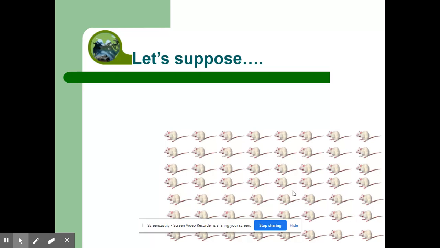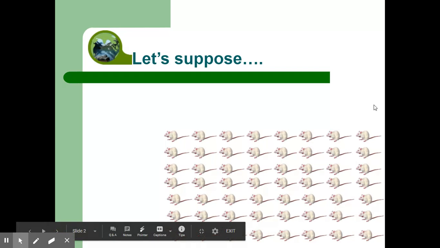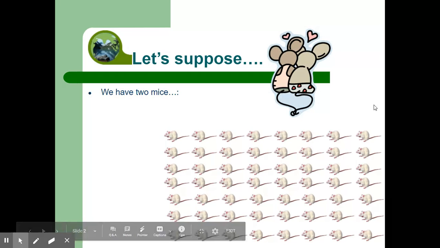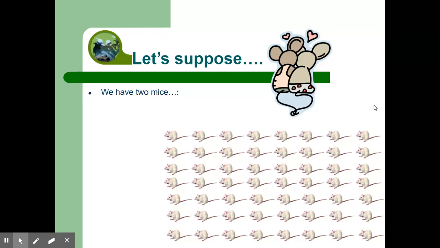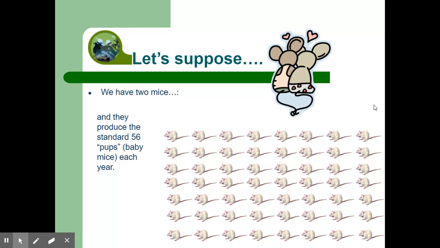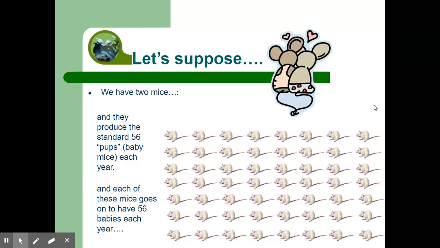So let's suppose we have two mice. So let's think about it. We got two mice, and they produce the standard 56 pups, which is baby mice, or 56 offspring each year. That is a lot of kids that they are producing. And each of these mice goes on to have 56 babies each year. So we would take 56, and each of those 56 would have another 56. That's a lot of mice every single year.